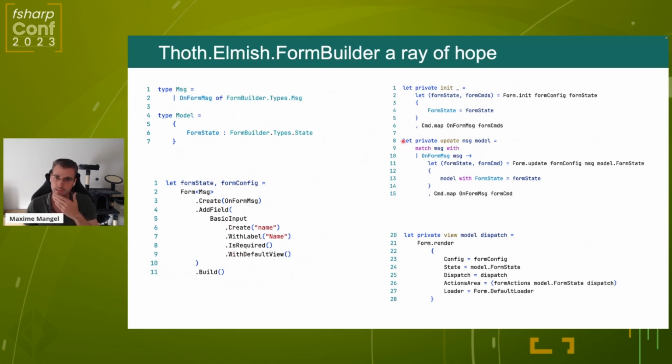This means that in the init and update function, I don't have a lot of boilerplate anymore, and for the rendering function, I just call form.render with a few configuration objects, and that's it. This was a great improvement, but there are some drawbacks to Elmish Form Builder.